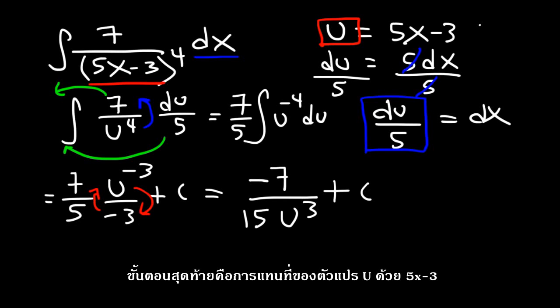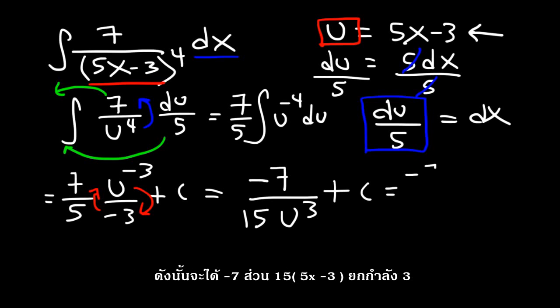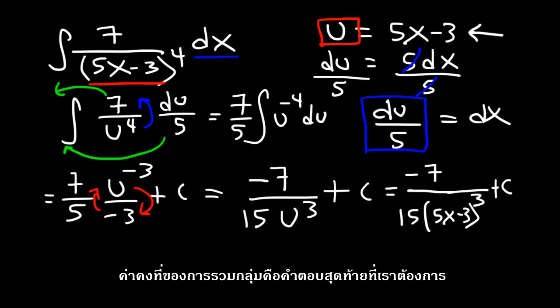Now the last step is to replace the u variable with 5x minus 3. And let's see if I can fit it here. So it's going to be negative 7 over 15 times 5x minus 3 to the third power plus the constant of integration. And so this is the final answer. That's all we need to do in that example.